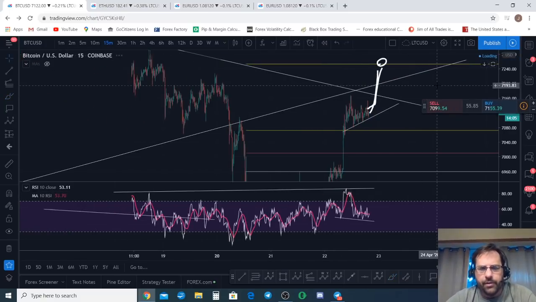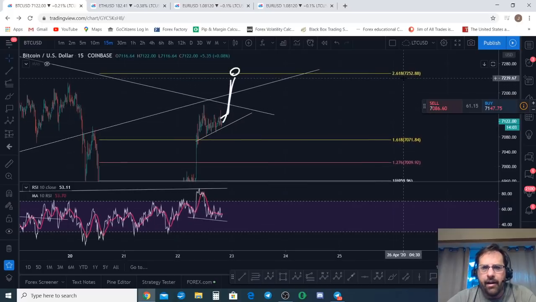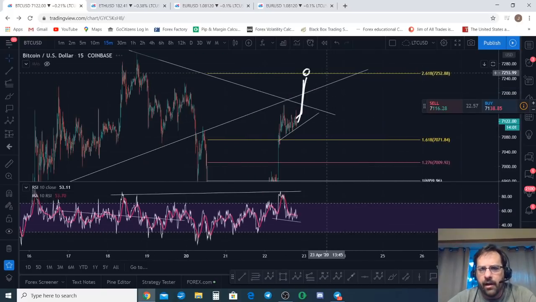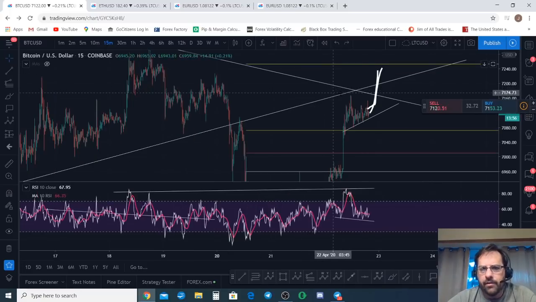Okay, it's probably going to come up here if we get that pumpy move. Probably going to come up to the 2618 extension right here at 7252 in that ballpark. Could go even higher, but looking for probably another pumpy move. So I'm cautious for that.